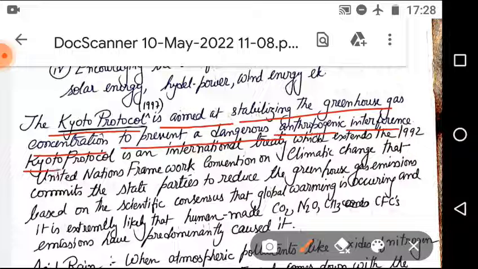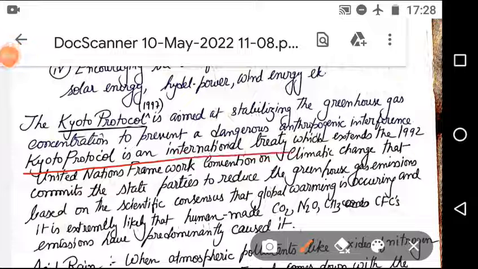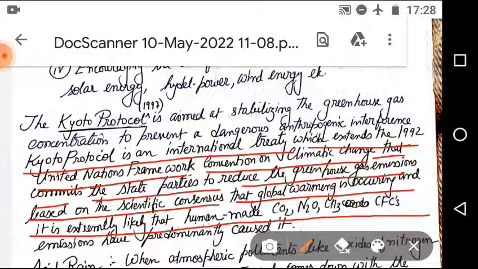Kyoto Protocol is an international treaty. Again, I repeat, Kyoto Protocol is an international treaty. Treaty means in Hindi samjhota, chukti in Bengali you can say. It is an international treaty which extends the 1992 United Nations Framework Convention on Climatic Change that commits the state parties to reduce the greenhouse gas emissions based on scientific consensus that global warming is occurring, and it is extremely likely that human-made carbon dioxide, nitrous oxide, methane, and CFC emissions have predominantly caused it.